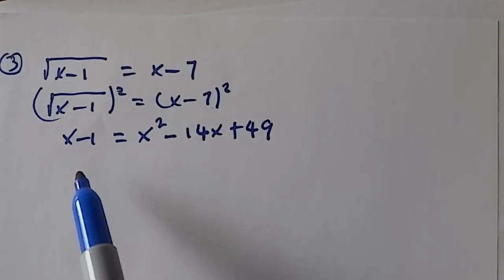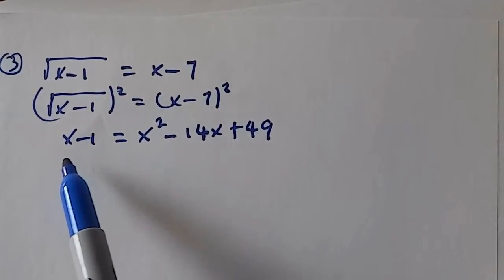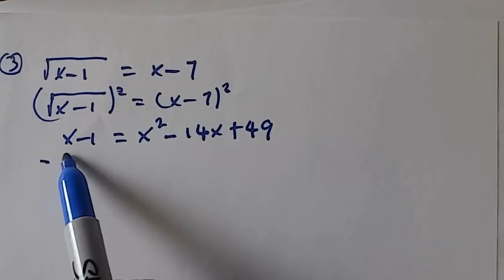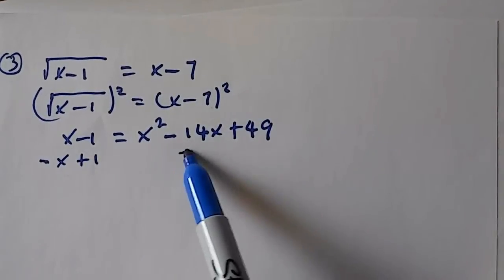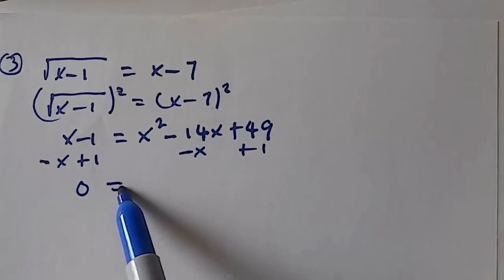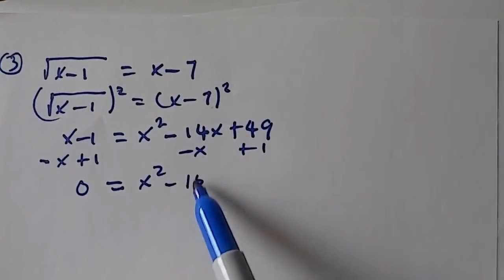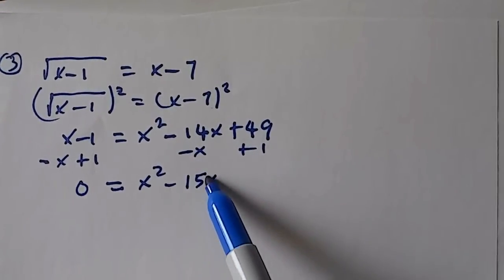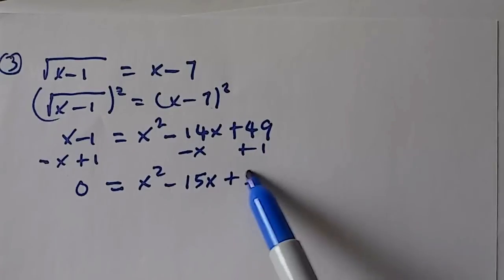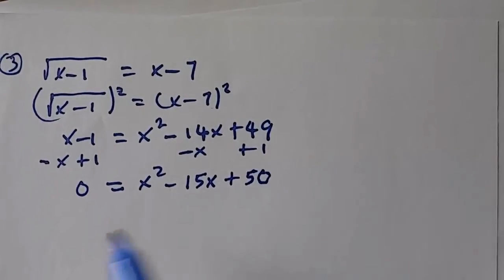And now this is a quadratic equation that needs to be solved by moving everything to one side. So minus x plus 1, minus x plus 1. And so we're going to have 0 equals x squared minus 15x plus 50. Okay, so that is what we have.